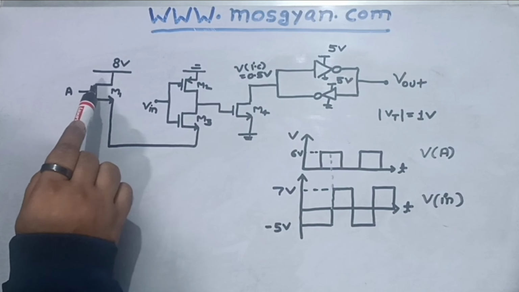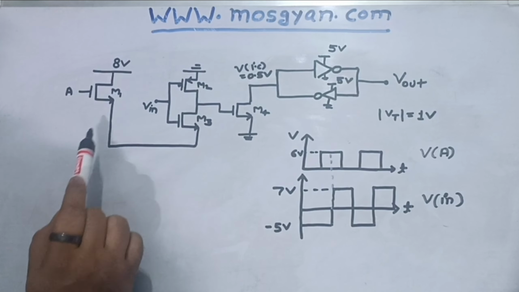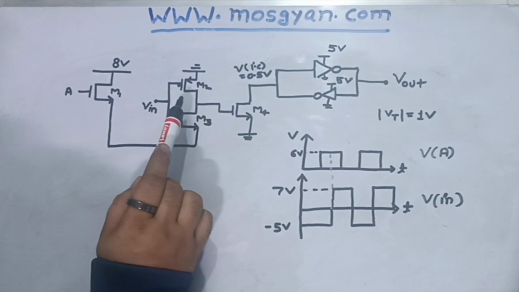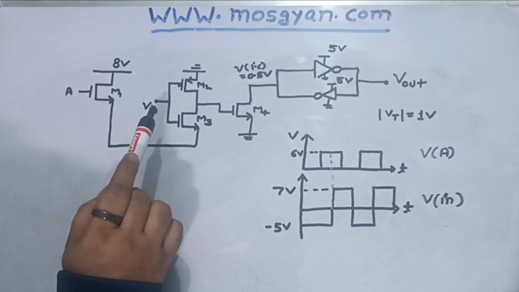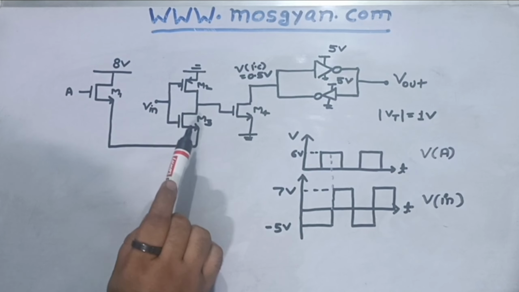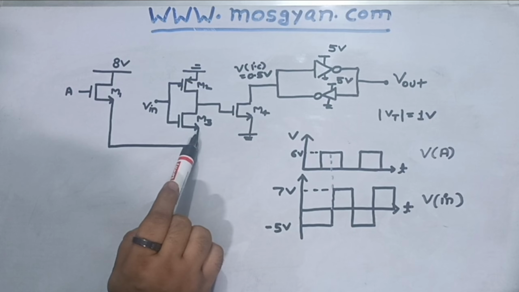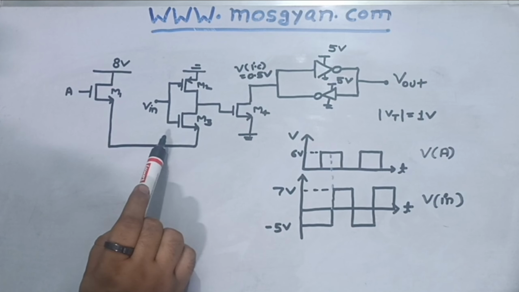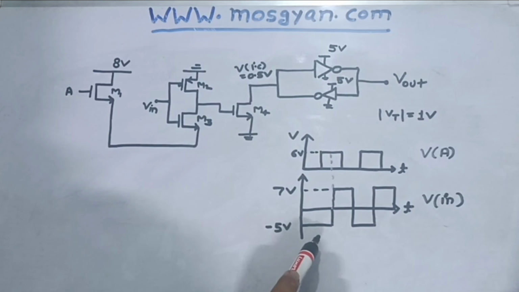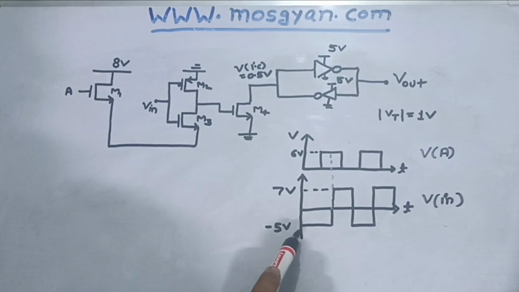The output of this pass transistor is being fed to a CMOS inverter, which is a different kind of CMOS inverter. If you see, the PMOS source is connected to ground and the NMOS source is driven by the output of this pass transistor. The CMOS inverter input is denoted as Vin, whose graph is also given in this question, ranging from -5 to 7 volt.